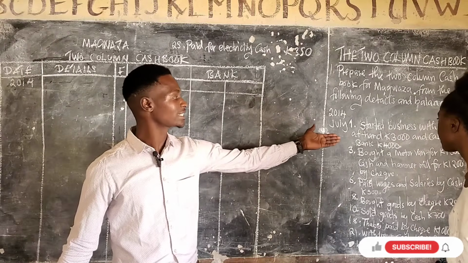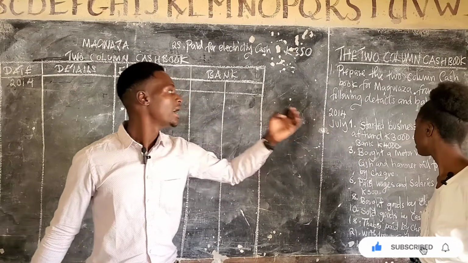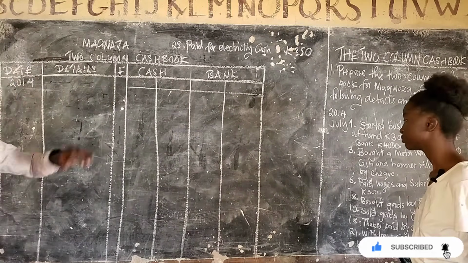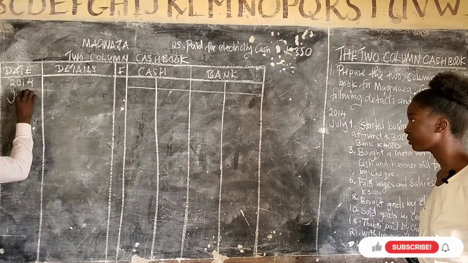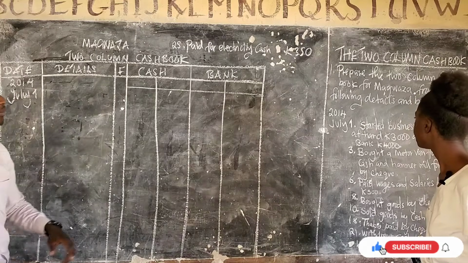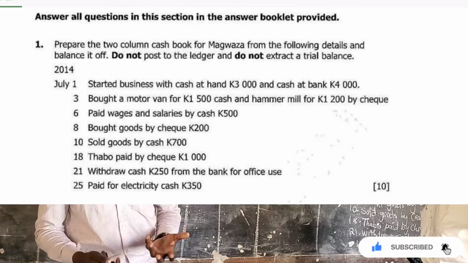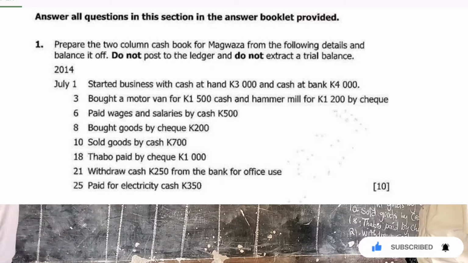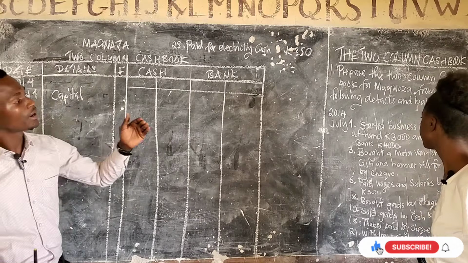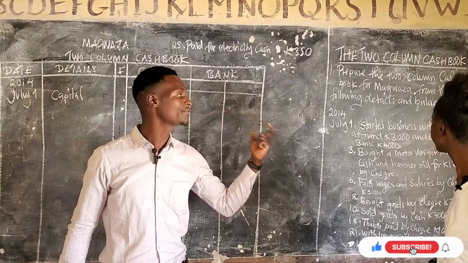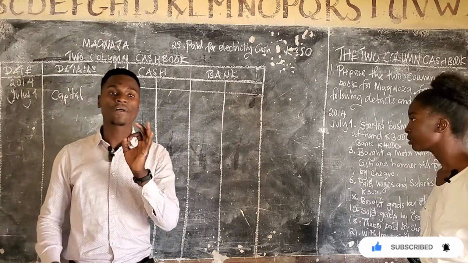Then, what's the first transaction? Started business with cash at hand 3,000 and at bank 4,000. So in details, it's July 1st, so we're going to write July 1. Now, what do you call money or resources used to start up a business? Capital. So here we're going to write capital. Now we have cash 3,000, then at bank we have 4,000.